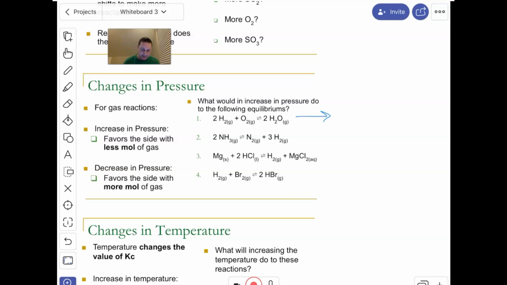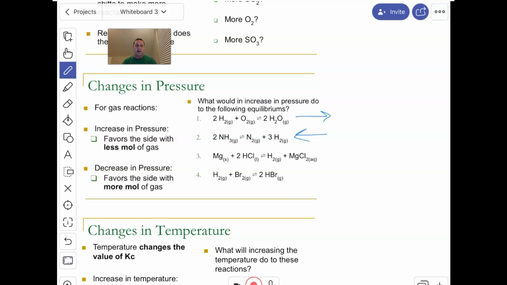All right, let's take a look at number 2. Increase of pressure. 2 moles of gas on the left side. Here we've got 1 plus 3, 4 moles of gas on the right side. Increase of pressure always shifts to less moles of gas. And there we go. We go to the reactant side this time, shifting to the left.